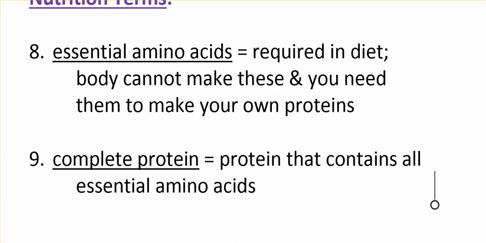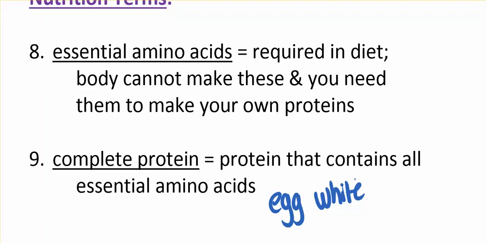A complete protein is a protein that contains all of the essential amino acids. So the common example of a complete protein is egg white. Typically, animal proteins are more complete than plant proteins.